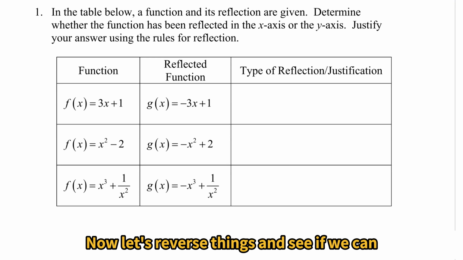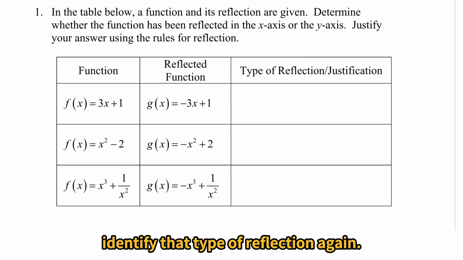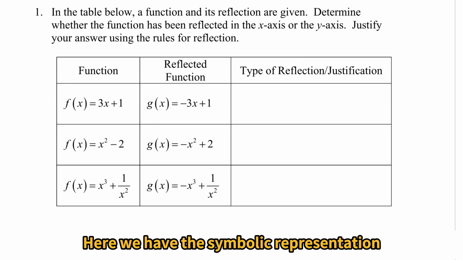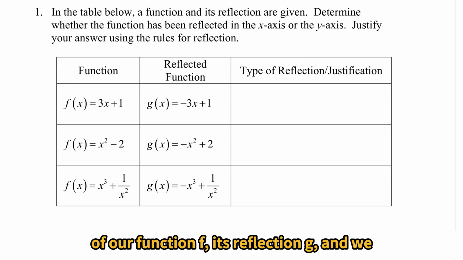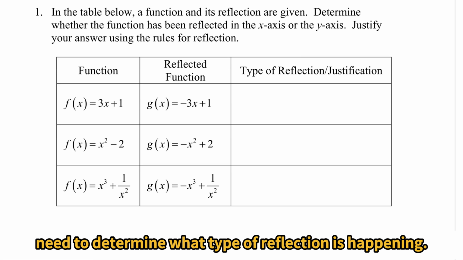Now let's reverse things and see if we can identify that type of reflection again. Here we have a symbolic representation of our function f. Its reflection g, and we need to determine what type of reflection is happening.